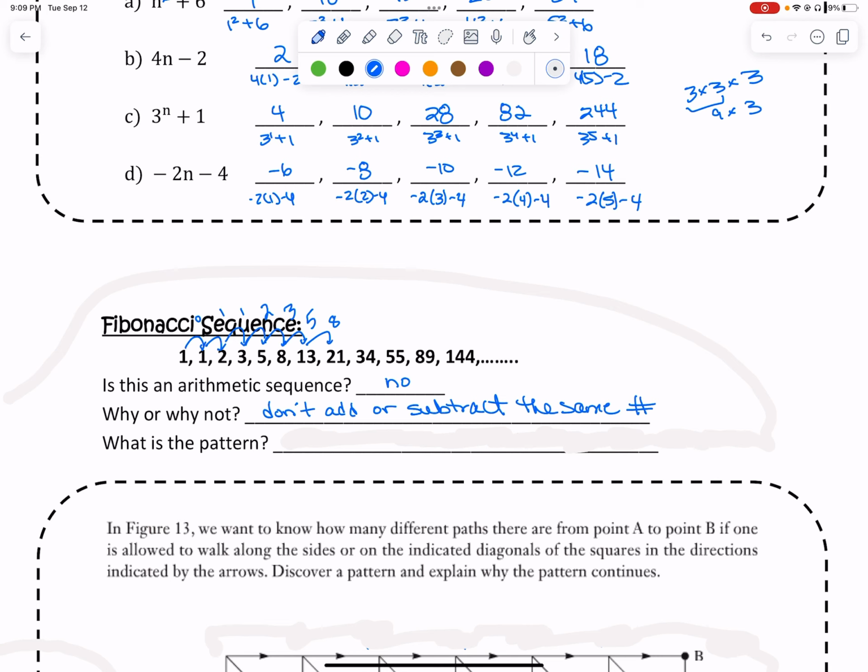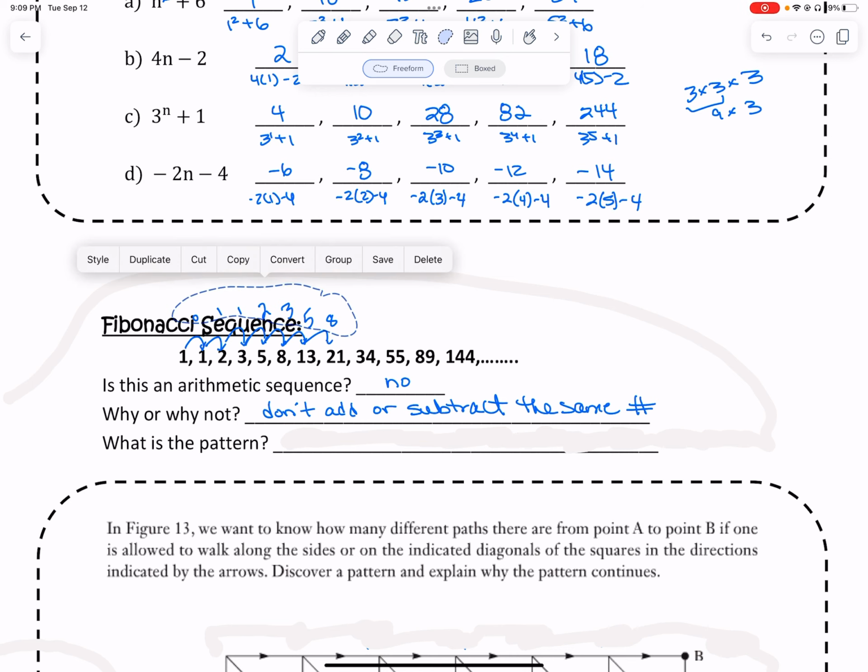Anyway, okay, so we know it's not the arithmetic sequence because we don't add and subtract the same number. I don't see a pattern in here. Okay, it's not the same, but do you notice that those numbers are the same numbers of the sequence? 1, 1, get it? 1, 1, 2, 3, 5. So that's got to mean something, right? That's got to mean something. So how would we figure out what that sequence is?